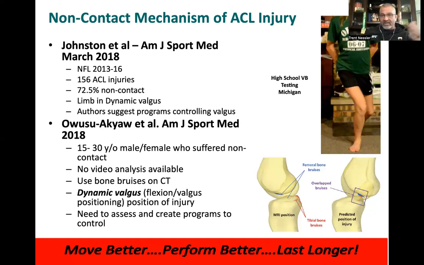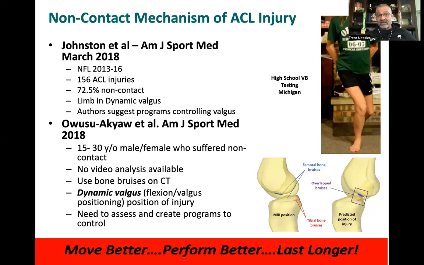So one of the things that comes out of this is, well, that's great, that's professional football players, but does this apply to my recreational athlete? Does this apply to my young soccer player? Does this apply to the kids out playing flag football that tear their ACL? What this other study did in 2018 is they looked at 15 to 30-year-olds who had suffered a non-contact ACL injury.